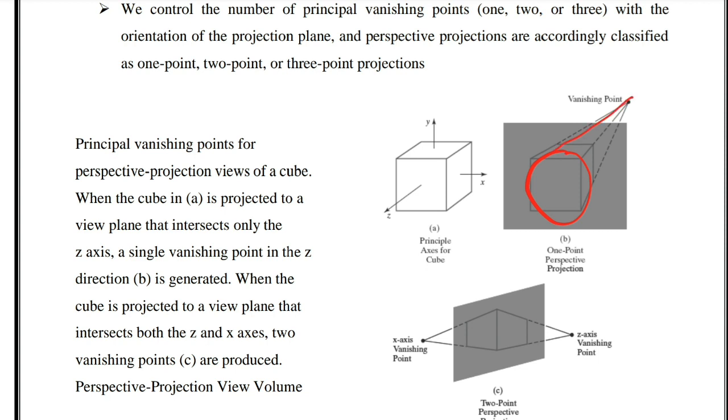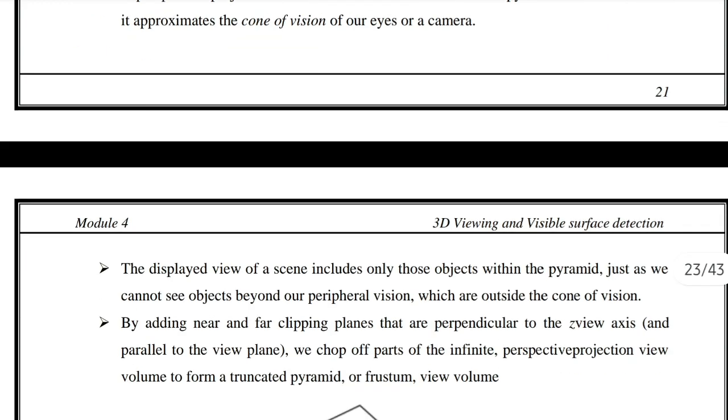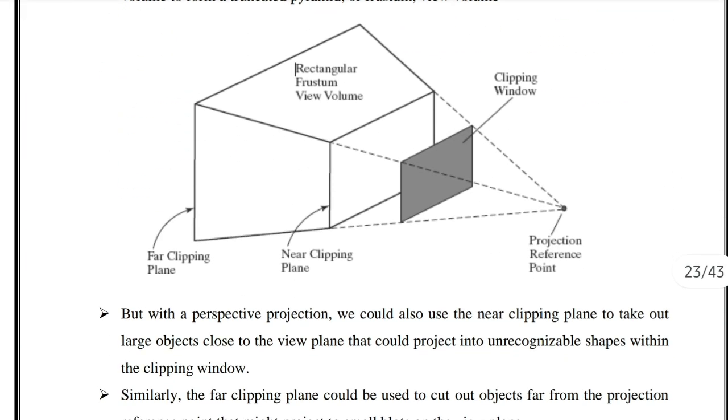If you go very far from the plane, it will look like a small dot. That is known as the vanishing point. It is also known as the projection reference frame. Both are the same thing. And this is the projection reference point, this is the clipping window, and this is the near clipping plane.